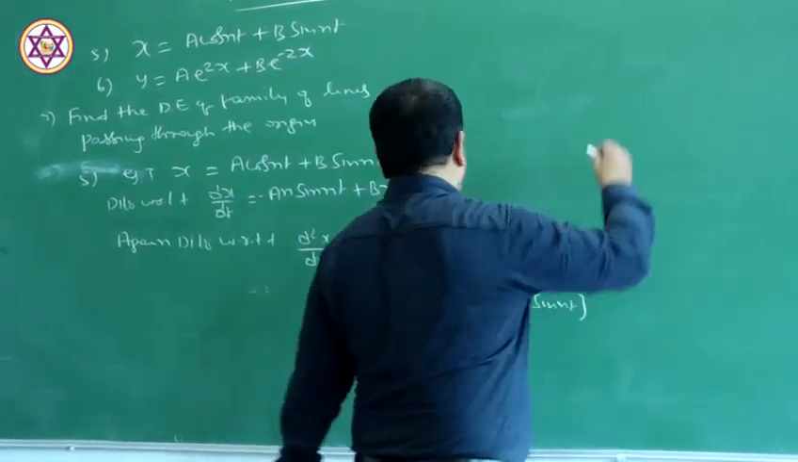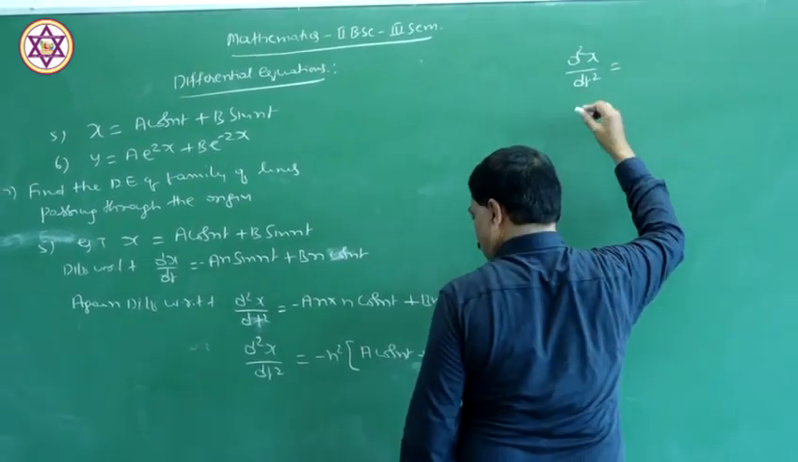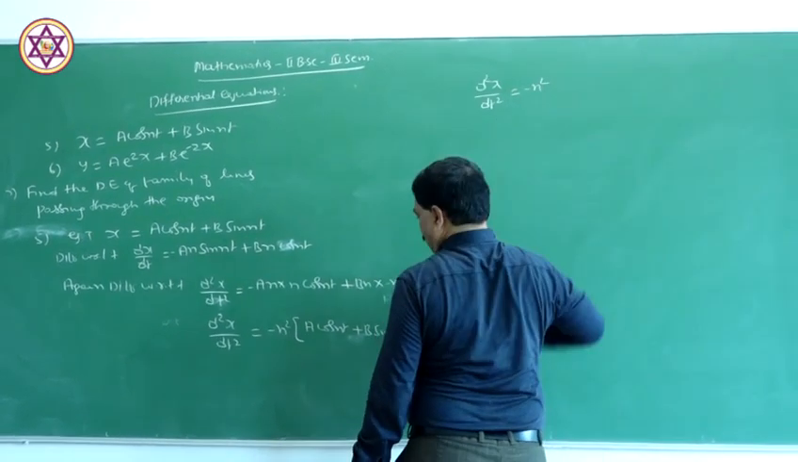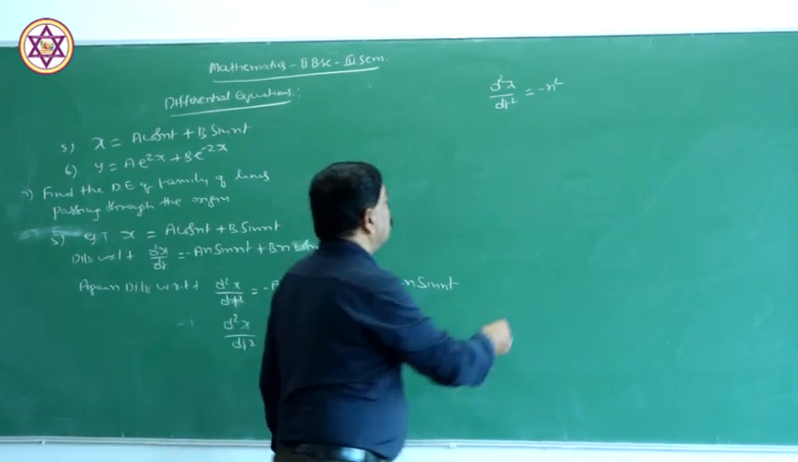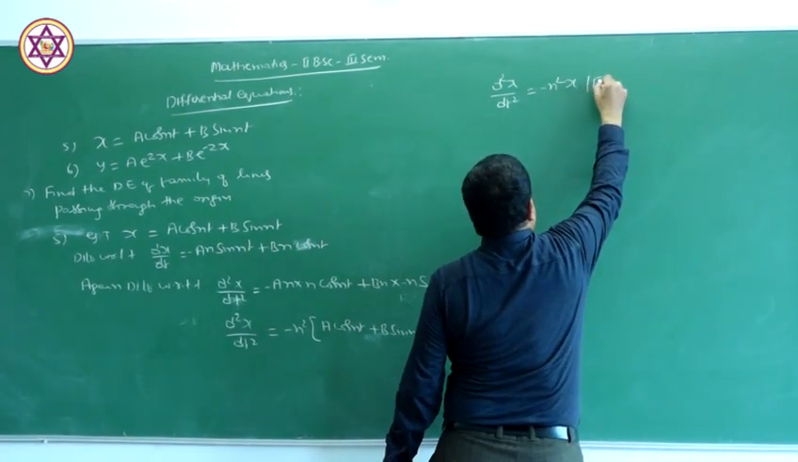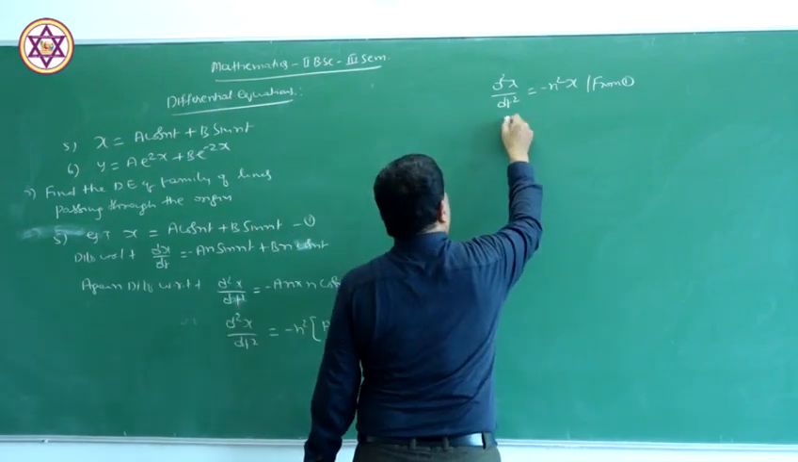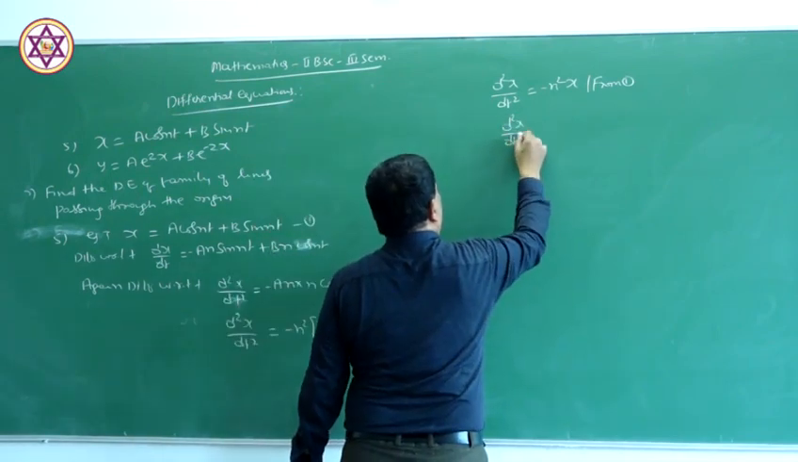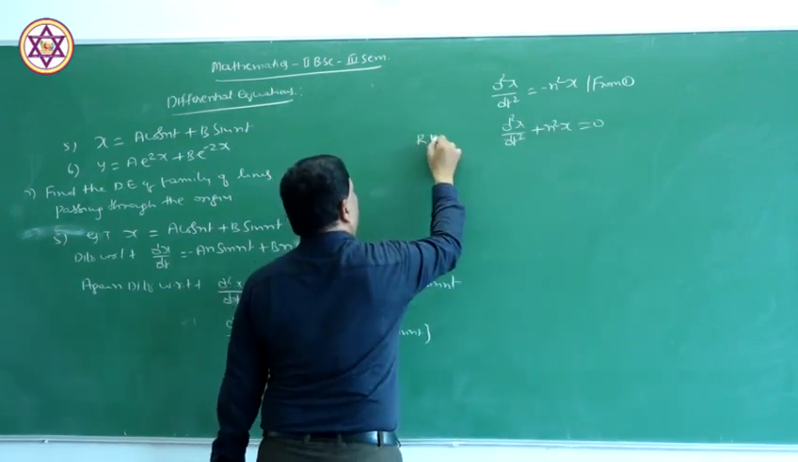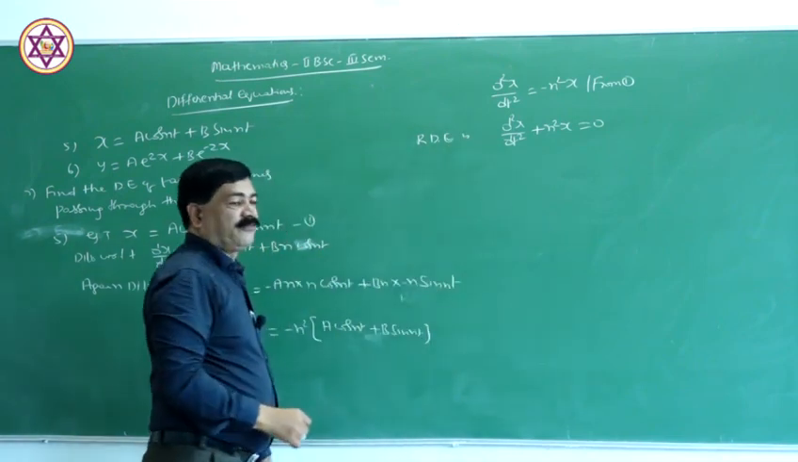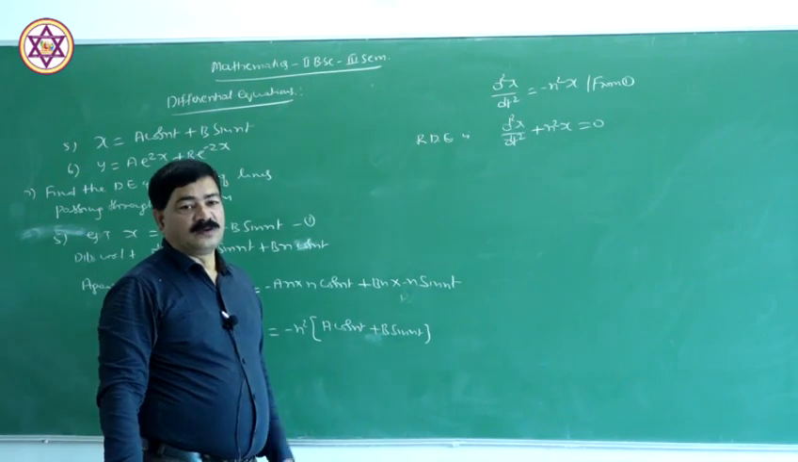So here, d squared x by dt squared equals minus n squared times (a cos nt plus b sin nt), which is nothing but x. So here we get x from equation 1. So d squared x by dt squared plus n squared x is equal to 0. This one is the required differential equation. Required differential equation is d squared x by dt squared plus n squared x is equal to 0.